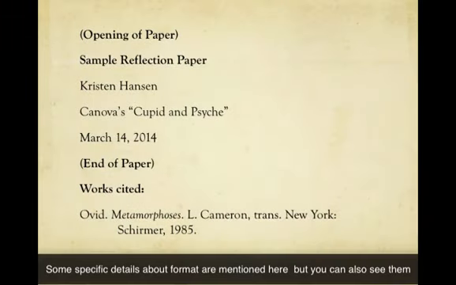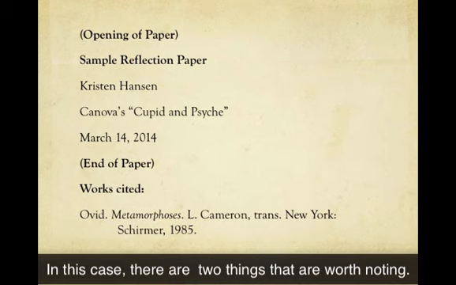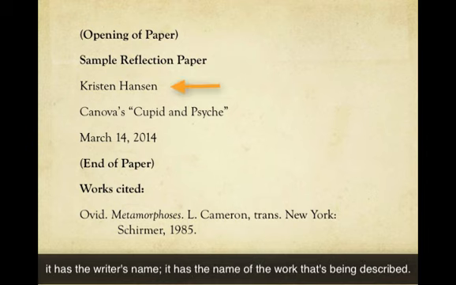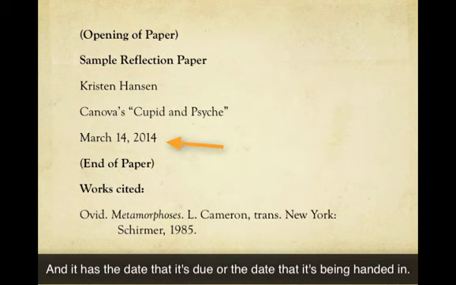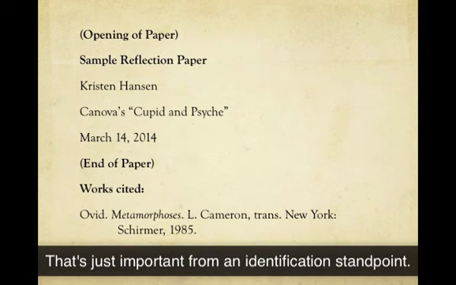Some specific details about format are mentioned here, but you can also see them in the actual document for you to read with a very clear list of formatting requirements. In this case, there are two things that are worth noting. The opening of the paper has a title, in this case, sample reflection paper. It has the writer's name. It has the name of the work that's being described, and it has the date that it's due or the date that it's being handed in. That's just important from an identification standpoint.